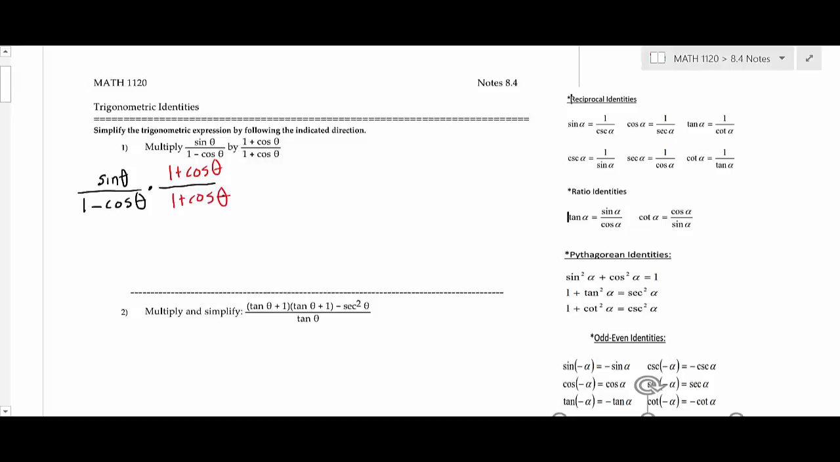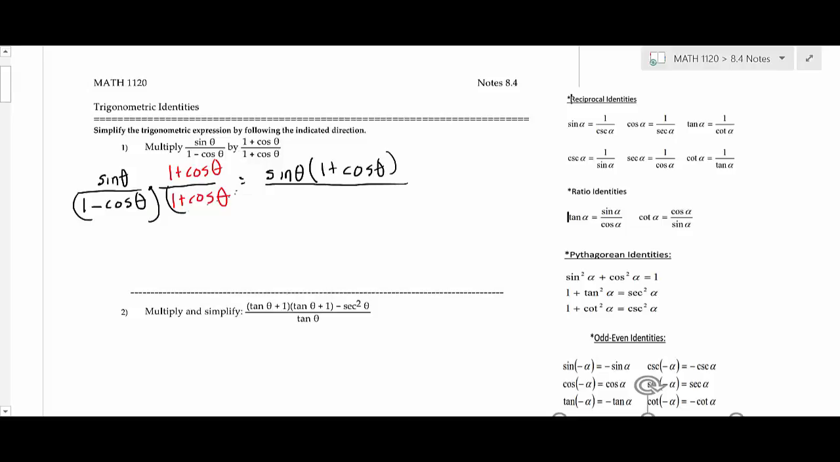Okay, now part of this exercise is preparing you to do proofs of identities. So what we're going to do is put it in one fraction. Now what I'm going to do is leave that alone. I'm not going to distribute. You could, but I'm not going to do that. But I'm going to go to the bottom.